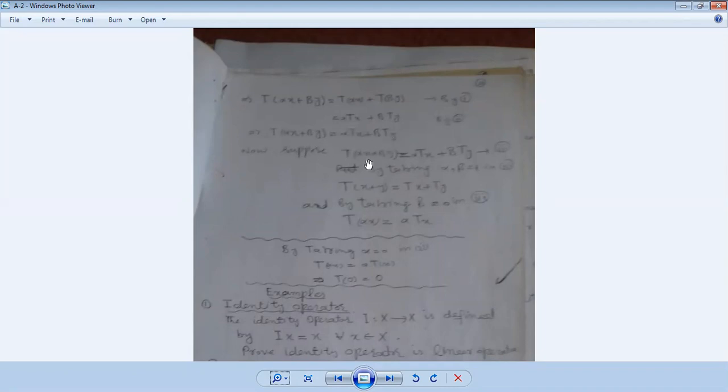Now we suppose that for any x, y belonging to the domain of T and alpha, beta belonging to the field F, T(alpha x plus beta y) is equal to alpha T(x) plus beta T(y). Then we want to prove the two conditions. By taking alpha and beta equal to 1, this equality changes into T(x plus y) equal to T(x) plus T(y), and by taking beta equal to 0, T(alpha x) is equal to alpha T(x). So the upper two conditions are equivalent to the single condition. We derive one from another.